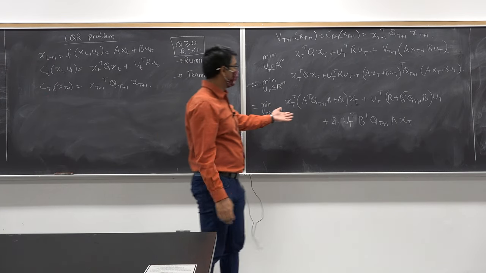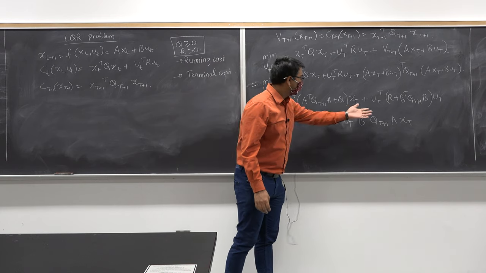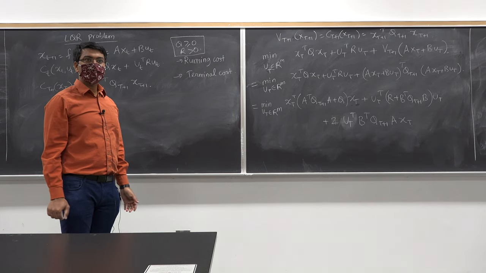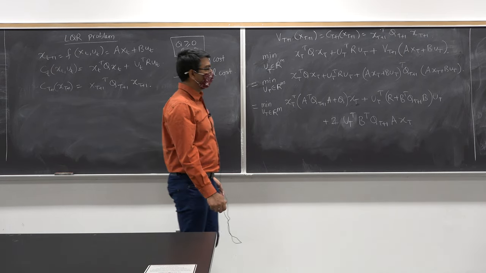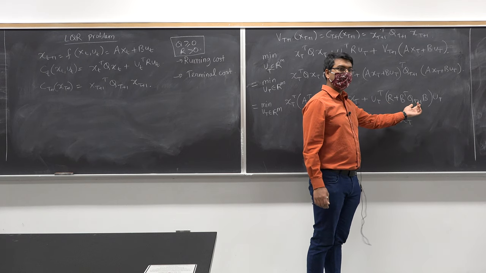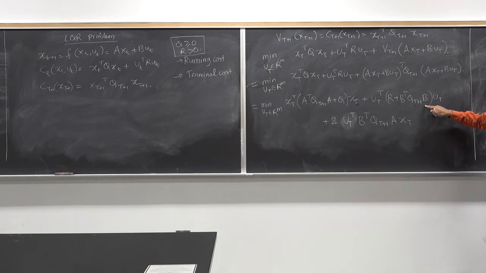Now, what kind of function is this as a function of u t? Remember, this minimization problem is over u t. So I want to know what this function looks like as a function of u t. Do you think it's a convex function? Why is it a convex function as a function of u t? It's in the quadratic form, and this is positive definite. What about this term? B transpose Q t plus 1 B is positive semi-definite. So I added a positive definite matrix to a positive semi-definite matrix, I get a positive definite matrix. So this is actually strictly convex in u t.